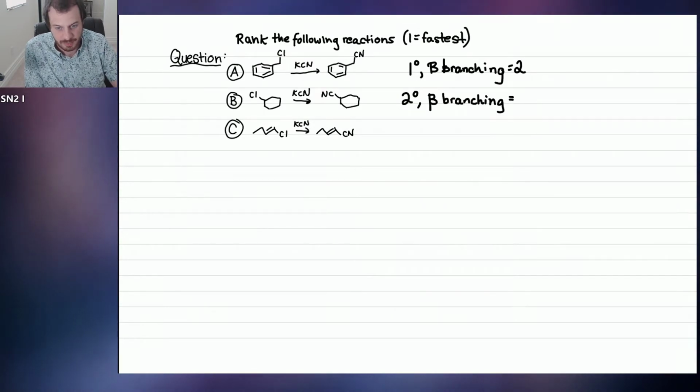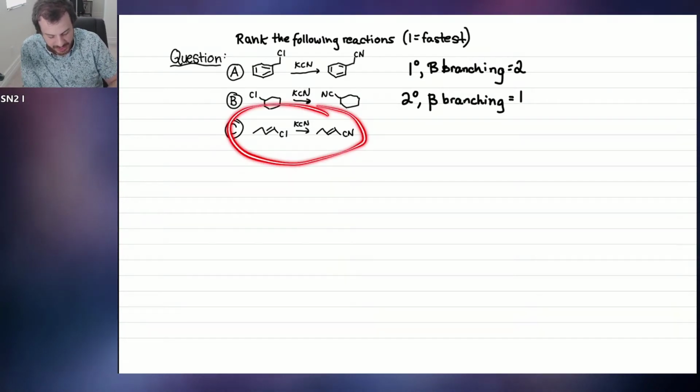Don't add them up. So for example, this carbon here, which is one of our beta carbons, how many carbons is it attached to other than alpha? Just the 1. So the beta branching for this beta carbon is 1. And what about this beta carbon? How many carbons are attached to it? Also just 1, this guy down here. So the beta branching equals 1.